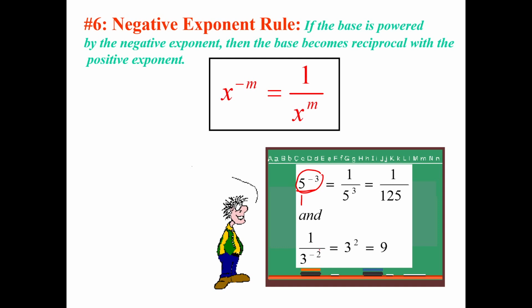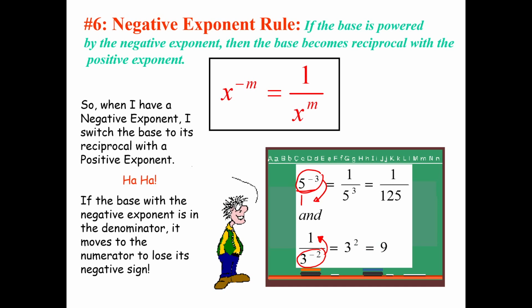This one, class, is the reciprocal. It moves to the top, and this one I move to the bottom. So it will give me 3 squared, which is 9. Let's have more examples on this to make it clearer.